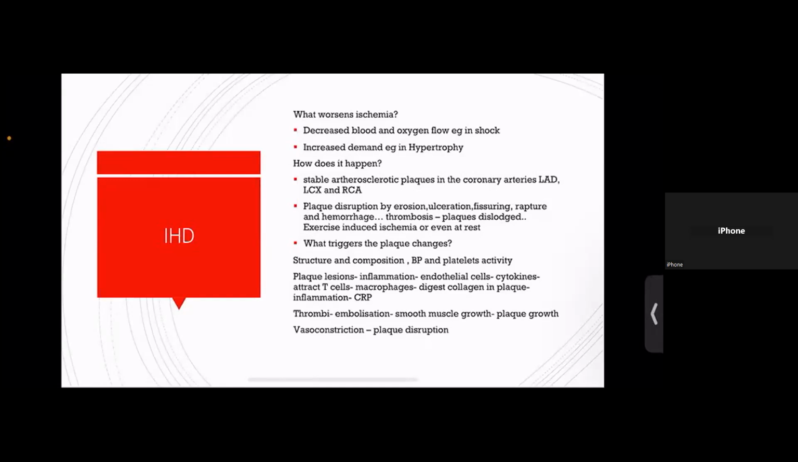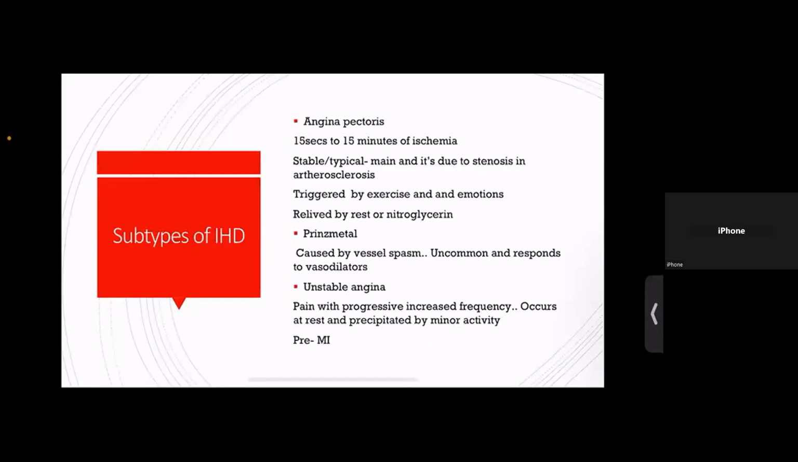And what happens is that we have formation of these atherosclerotic plaques, and then these block the coronaries, and then we have ischemia. The subtypes of ischemic disease, clinically, we classify them based on the duration and the severity of the ischemia. So, for example, angina pectoris is ischemia lasting 15 seconds to 15 minutes. Then we have stable, or typical angina, which is the main one, when it is due to stenosis in atherosclerosis and triggered by exercise, and also happens with emotions.